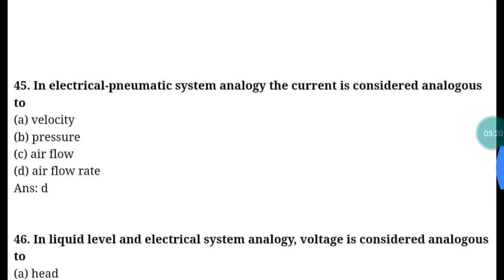Next question, question number 45. In electrical pneumatic system analogy, the current is considered analogous to what? So current is considered analogous to airflow rate. The correct answer for this question is option D, airflow rate.